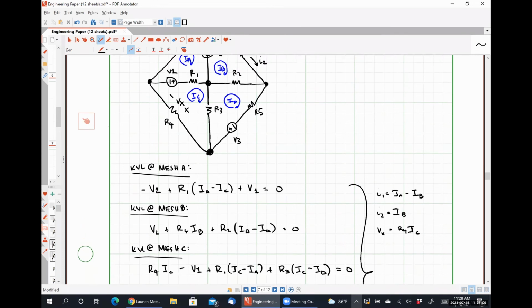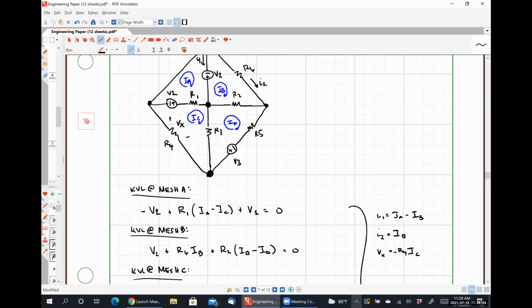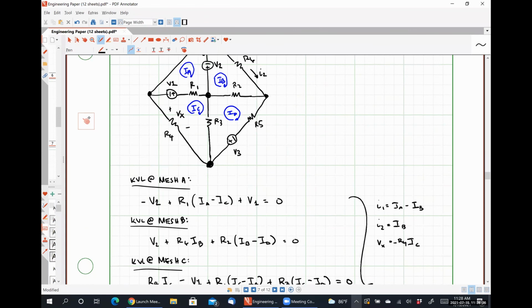Actually, let me make a correction here, because I can see on my computer screen that I gave the wrong polarity to Vx. As it shows up on my computer screen, positive polarity on top, negative polarity on bottom, which would change that to negative R4 times IC. I apologize for writing that down incorrectly, but I believe I got all my other polarities correct. That's essentially how I set it up.